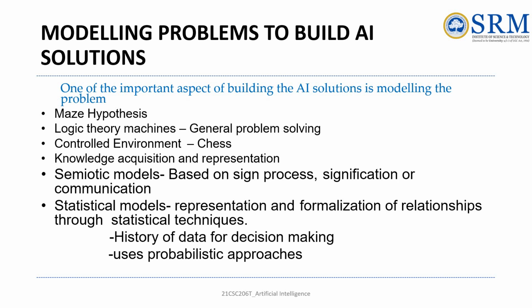AI modeling involves defining the environment such as a maze or a game, identifying agents, goals, constraints, and rules, using mathematical, logical, or symbolic systems to represent reality. For example, a maze models the concept of navigation, a logic theory machine captures deductive reasoning. Chess becomes a controlled setting to study intelligence under rules. And knowledge acquisition and representation form the basis of expert systems.